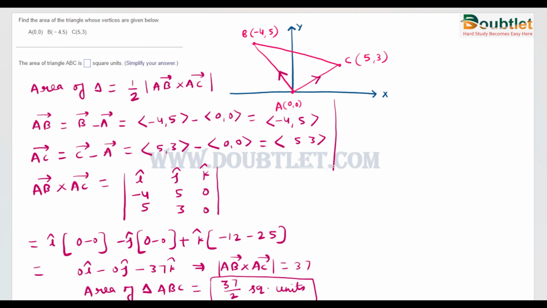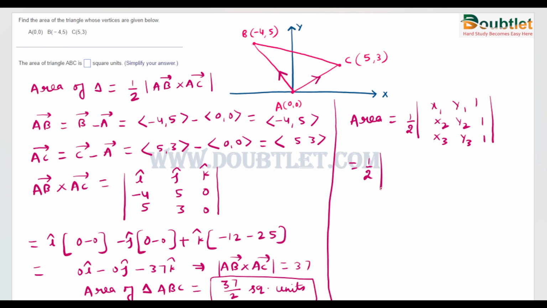Second method is the alternate method. So we can directly find the area by finding the magnitude. So we need to multiply 1/2 in the starting. So x1 y1 1, x2 y2 1, x3 y3 1. This is for 2 dimension.